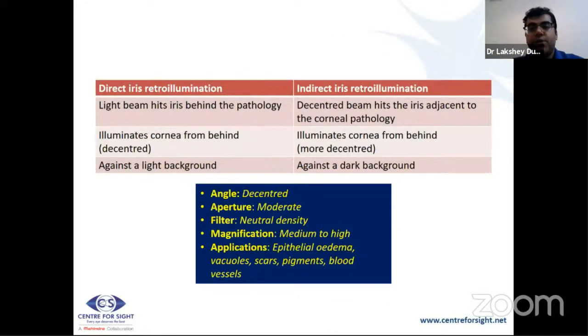So iris retroillumination is basically of two types. Direct iris retroillumination, in which you illuminate the iris directly behind the pathology and you see the object or point of interest against a lighted background. In indirect iris retroillumination, you decenter the beam in such a way that the iris adjacent to the corneal pathology is illuminated and you see the pathology in a dark background.